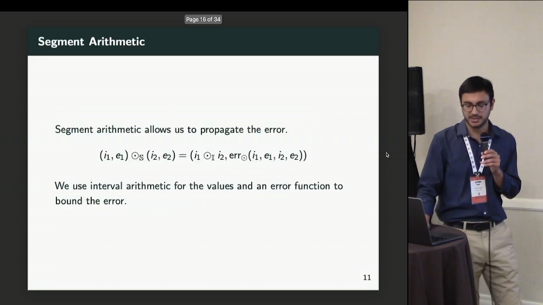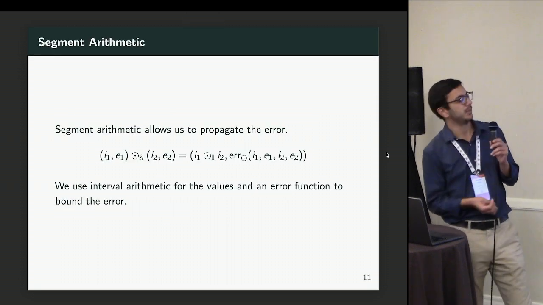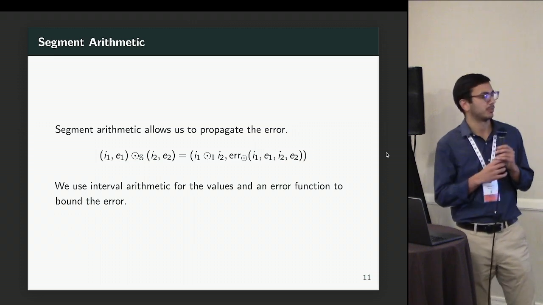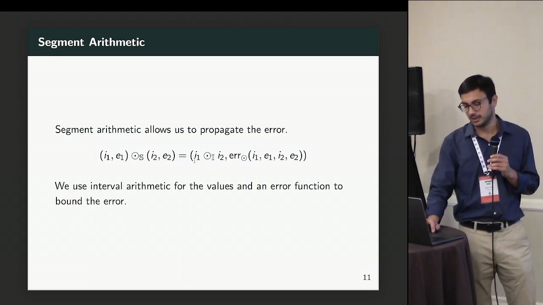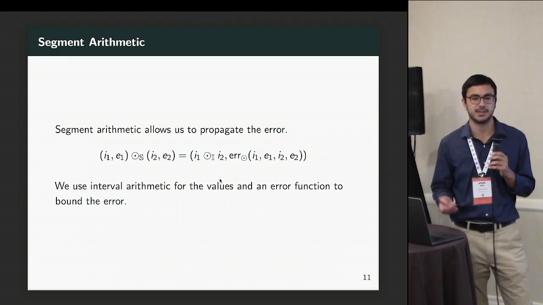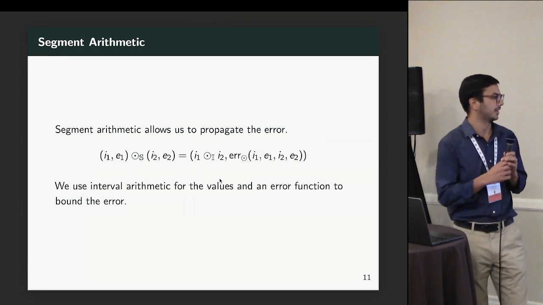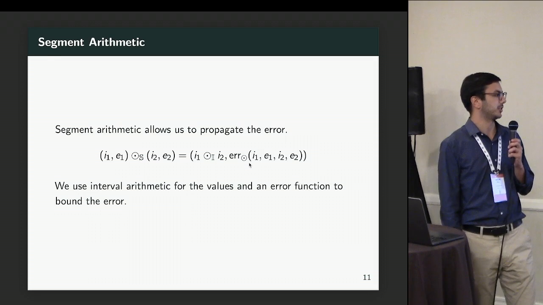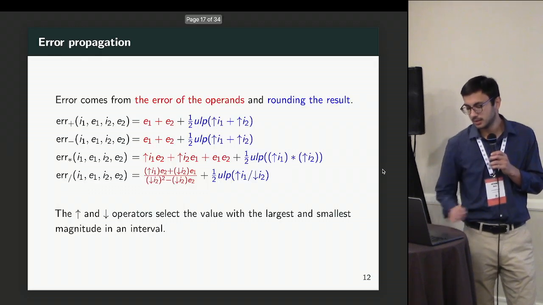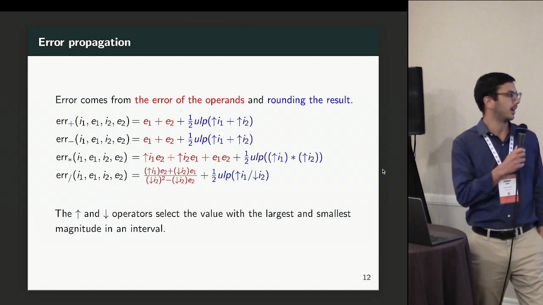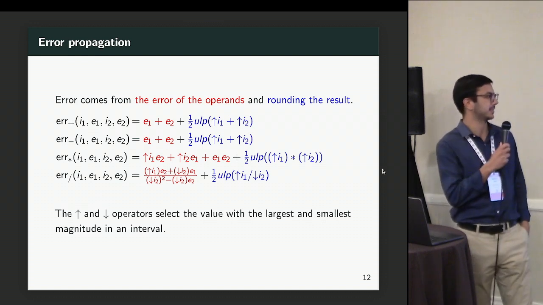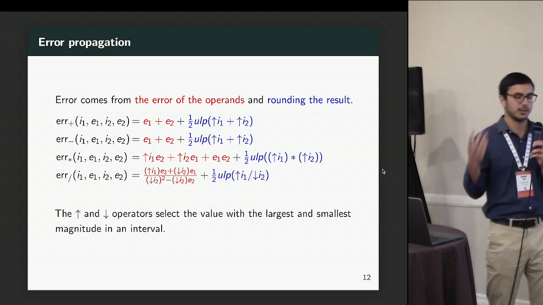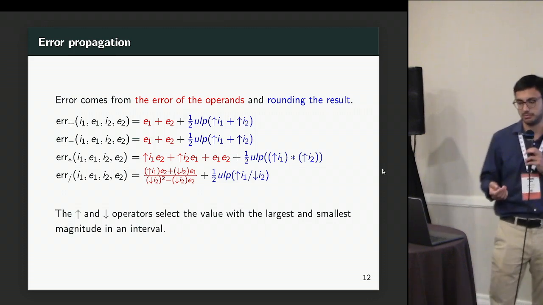Once we do this, we'll have some segments, and we need to propagate the error through, and we do this by defining segment arithmetic. Segment arithmetic is just performing typical arithmetic operations over segments. So we have to find the new interval. We just do this using standard interval arithmetic, which is pretty well studied. And then we propagate the error using specific error functions for each operation. The error function has to take into account sources of error from two different places. The first is the existing error of the operands, colored here in red. And the second is rounding the result after it's been calculated, colored here in blue.